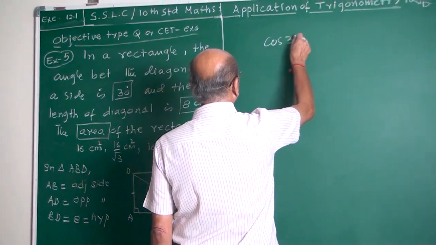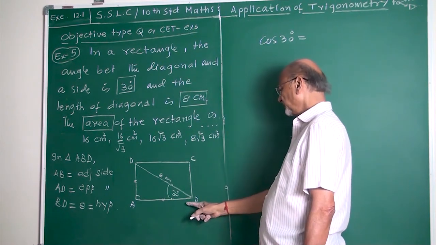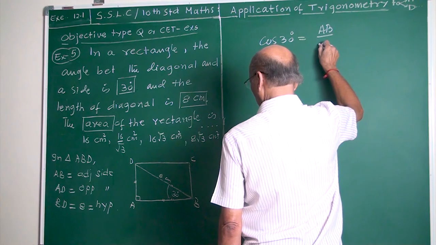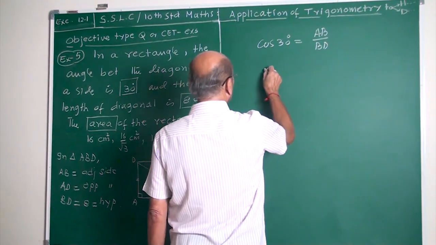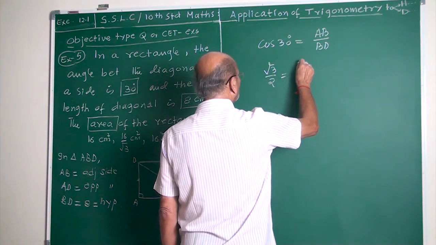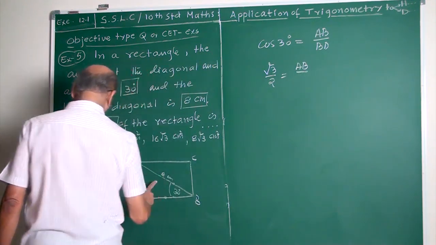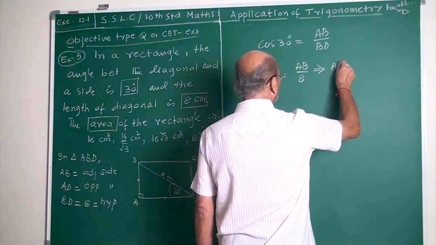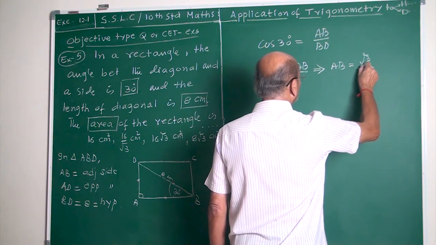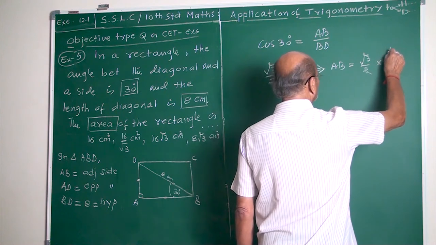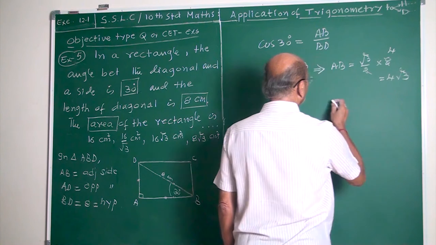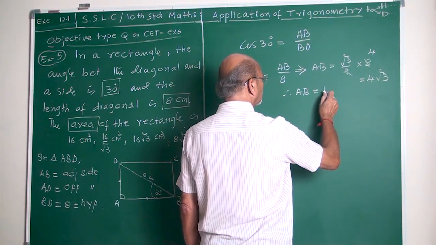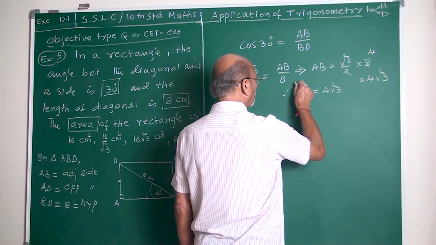First is cos 30. Cos 30 is adjacent side AB upon hypotenuse BD. Cos 30 is root 3 by 2 equals AB upon BD. What is the value of BD? BD is 8 centimeters. From this, my friend, what is the value of AB? AB is root 3 by 2 into 8. With cancellation, it is 4 into root 3. Therefore, AB, the length of the rectangle, is 4 root 3. This is 1.